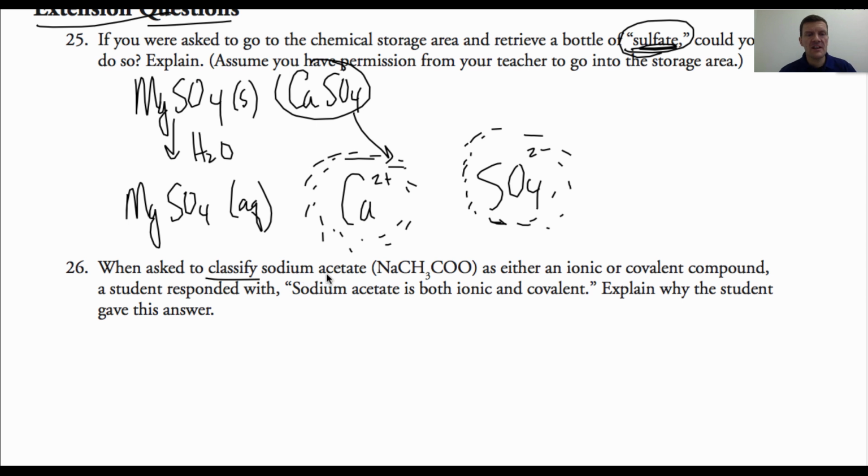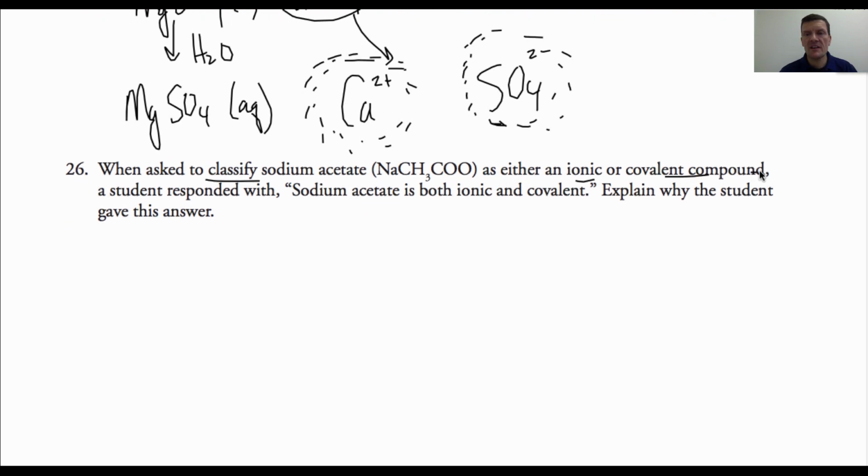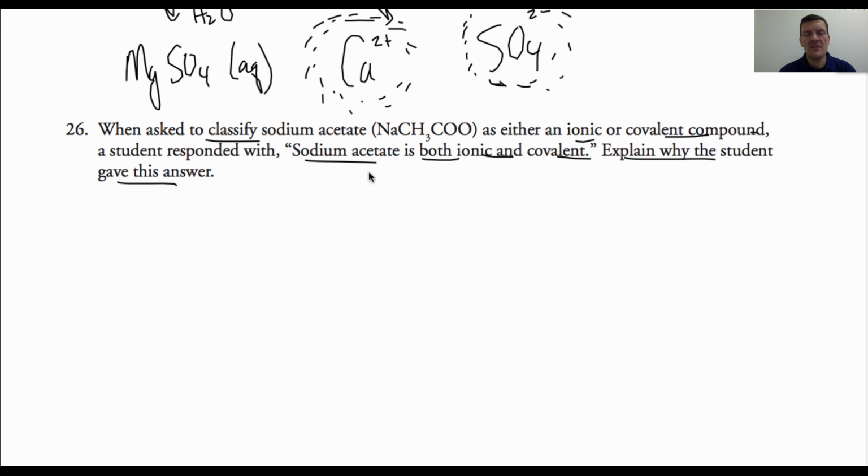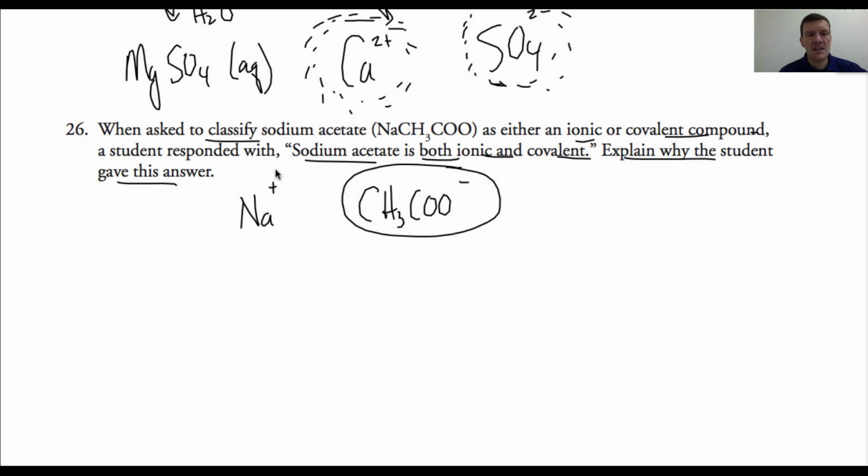When asked to classify sodium acetate as either an ionic or covalent compound, the student responds, sodium acetate is both ionic and covalent. So explain why the student gave this answer. Well, they gave the answer because sodium forms a +1 ion. The acetate forms a -1 ion. So for this acetate polyatomic ion and the metal cation to stay together, be bonded, yes, it requires them to form an ionic bond, which means it is the opposite charges.